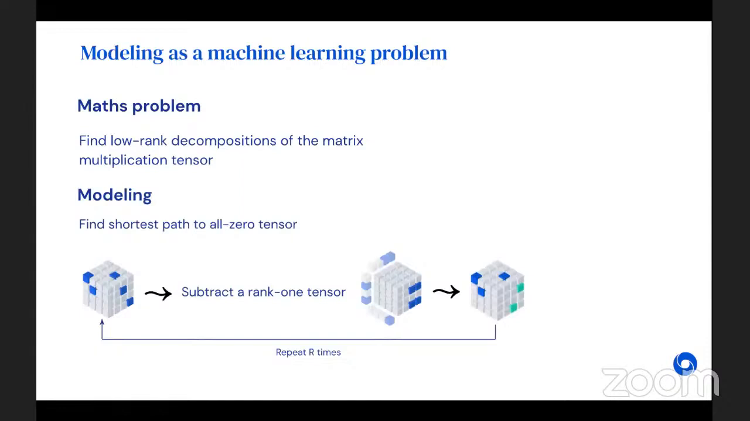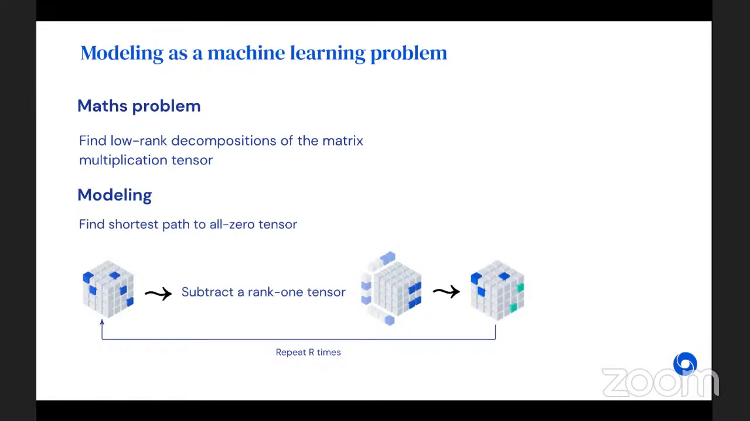Our board is going to be a 3D board. The starting board is the matrix multiplication tensor that you want to decompose. At each step, the move corresponds to subtracting a rank one tensor. You have a lot of possible actions, and each action corresponds to removing a rank one tensor. You get a new board, and then you repeat, subtracting a rank one tensor again and so on. The player wins if you get to the zero tensor at the very end.